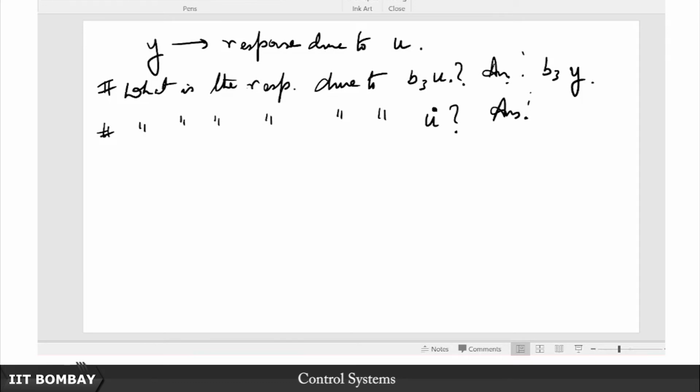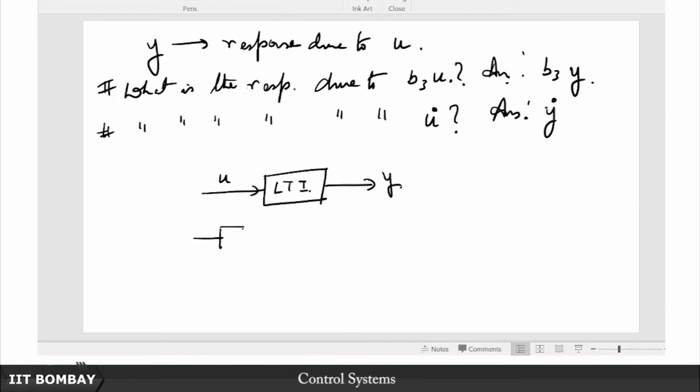The answer stares me in the face. If the response due to u is y, then the response due to u dot is going to be y dot. Why? Simple. What am I basically saying? I am saying that this is my LTI system, I am giving it an input u and it is spitting out y.